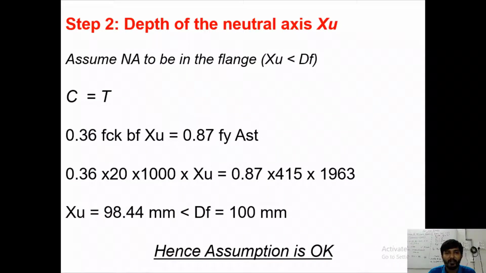Step number 2, depth of neutral axis XU. So assume neutral axis be in the flange, that is XU is less than DF. So for equilibrium, compression is equal to tension. So 0.36 fck BF into XU. This is the difference only. Right, here we are using BF instead of B, is equal to 0.87 Fy Ast. So only unknown value is XU. So if you substitute all the values, we get the XU value as 98.44 mm, which is less than 100 mm, which is DF. Therefore, whatever we assumed, that neutral axis is in the flange, that assumption is correct.